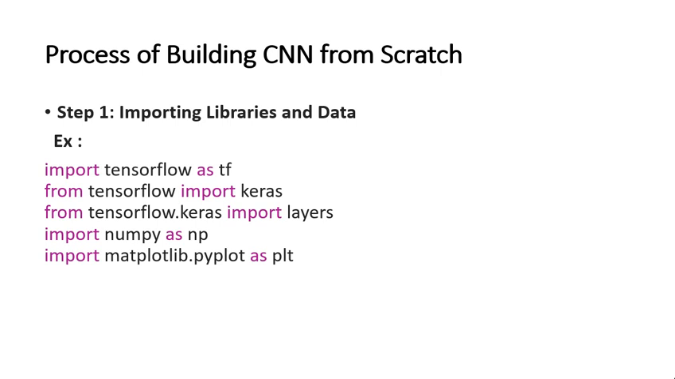So first of all, once the software part is ready, and if you have integrated TensorFlow and Keras into the Anaconda platform, you need to work on the Jupyter notebook. On the Jupyter notebook, we can write the code, and from there we have to start building the CNN model. As a first step, first of all we need to import the libraries and data.